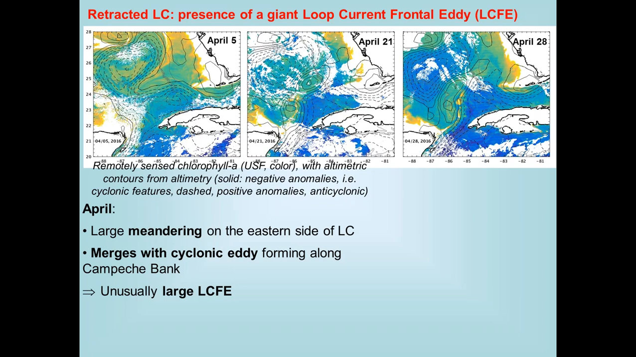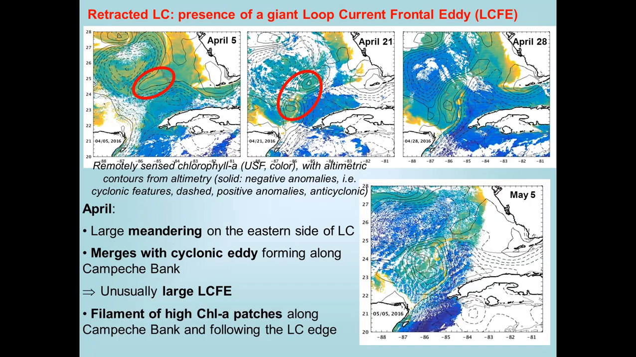So in April, we see initially a large meander on the east side of the loop current. And very rapidly, a couple of weeks later, there's a very marked cyclonic eddy forming along Campeche Bank, and they both merge at the end of April, so that it forms a very, very large loop current frontal eddy, which is in size almost comparable to the loop current anticyclonic eddy. So that's very unusual. This was a few days before we left Miami, so I'll let you imagine how excited I was to be on the water at that moment.